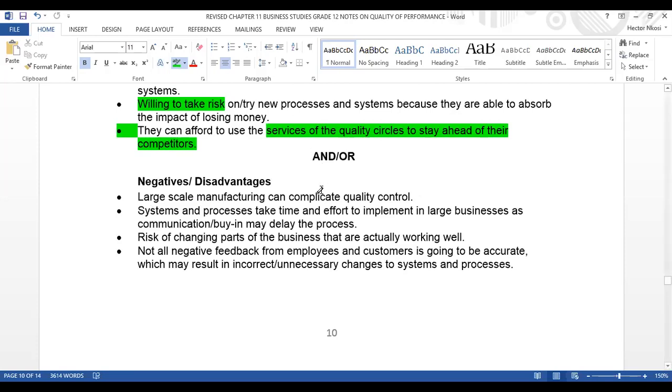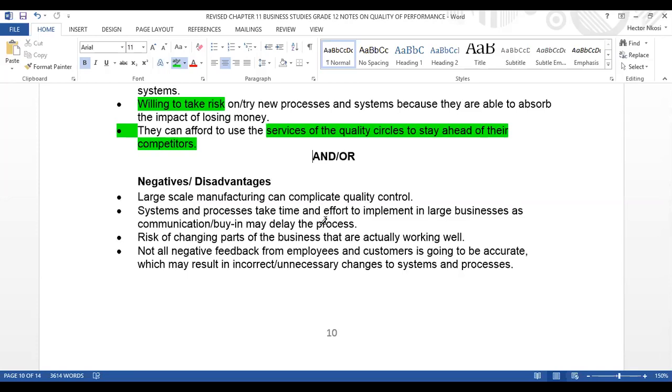Also, the systems and processes take time and effort to implement in large businesses, as communication or buy-in may delay the process, right? So if you want to implement certain things in a large business, it might take time, and it needs effort, because large businesses have too much admin. Sometimes when you go to those big stores, for example Makro, those are large businesses. If they want to implement new things, it's just going to take them time.